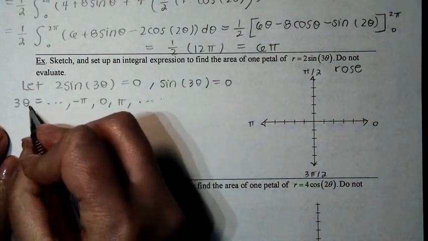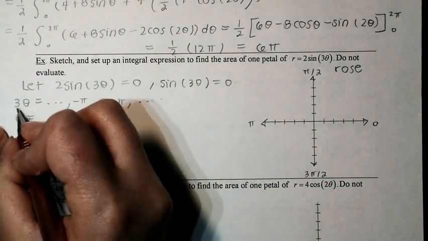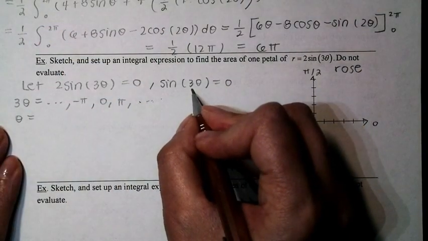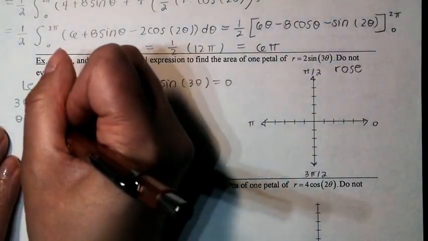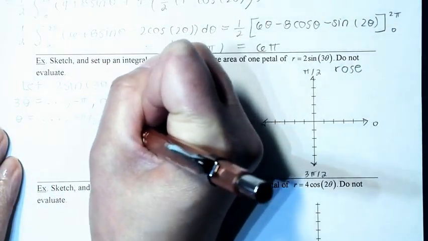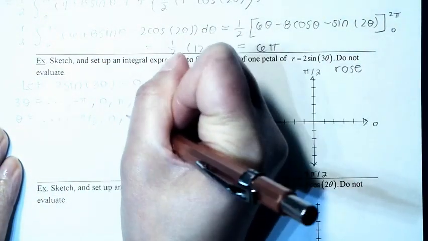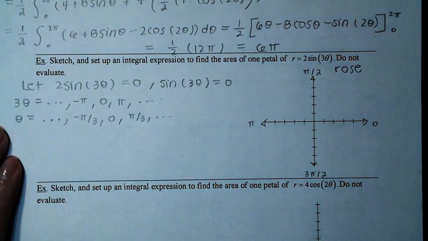But this is not your theta. Your theta, you need to divide everything by 3. Why by 3? Because that's the coefficient of the argument here, of the theta. Okay, so you have that it's going to be dot, dot, dot, and it's negative pi over 3, 0, because 0 divided by 3 is 0, and pi over 3 here. Okay, so these are the values that you have. What this is telling you, and what I recommend you to do, is use 2 consecutive values of theta as the limits of integration.